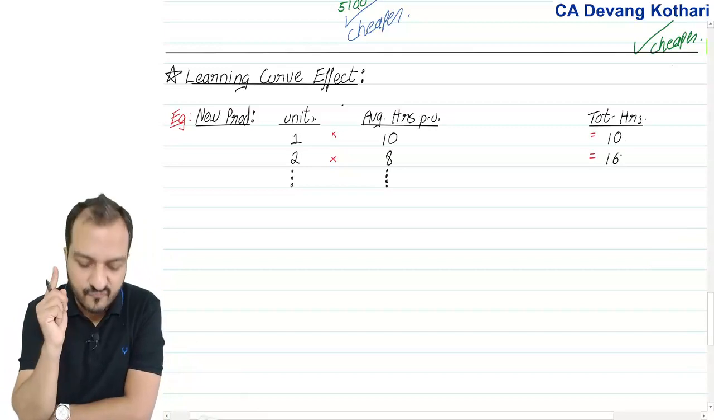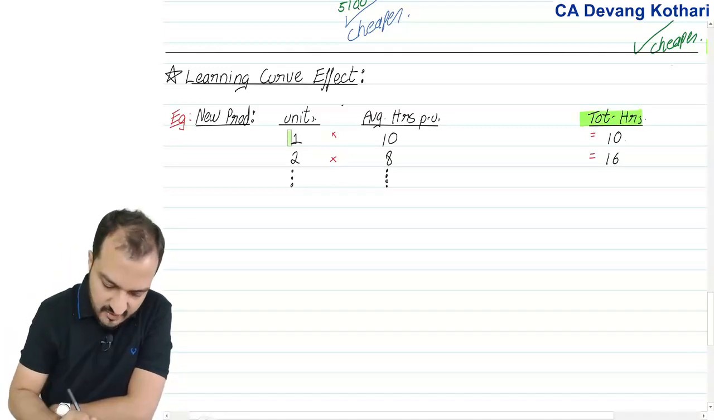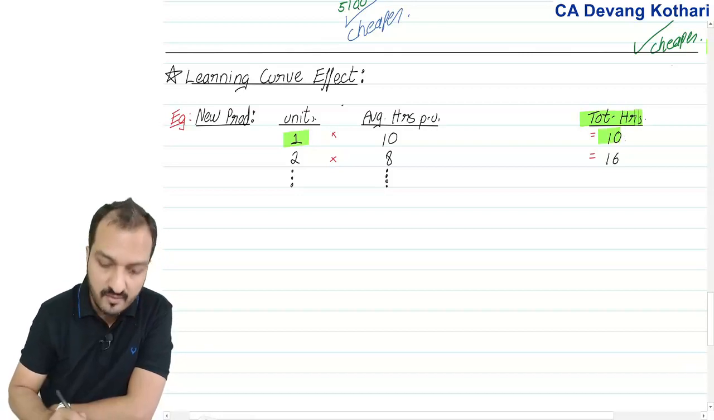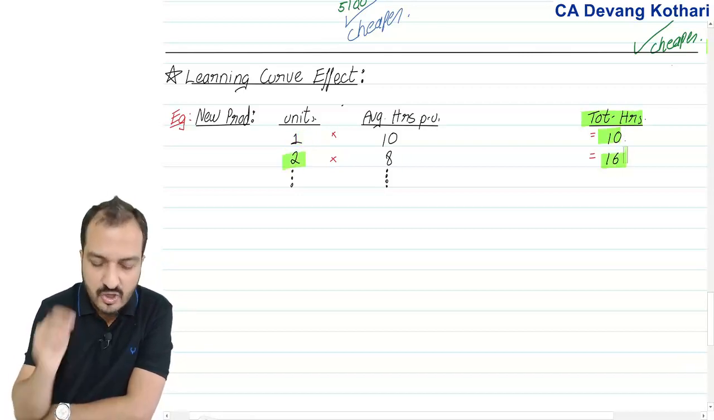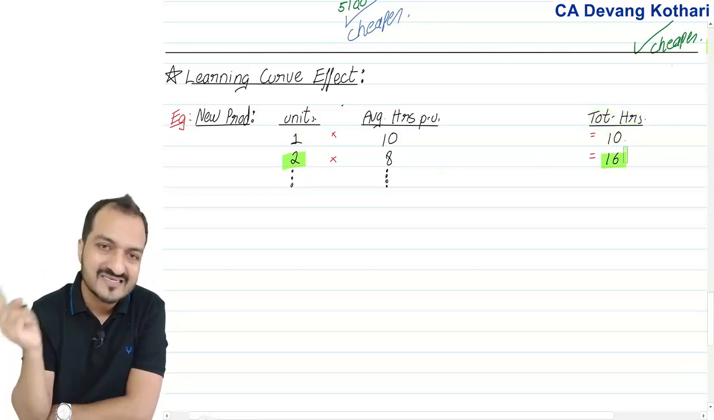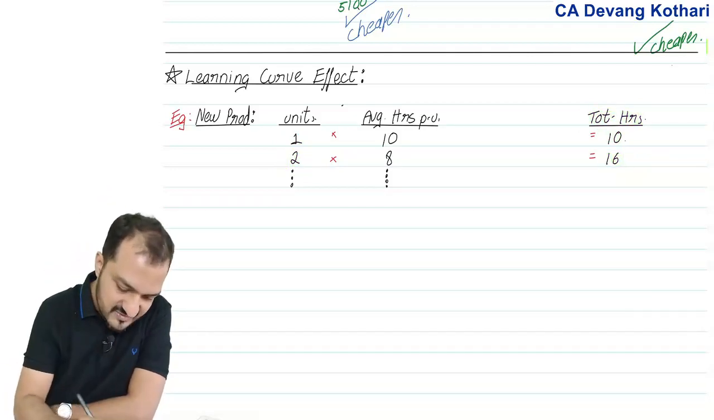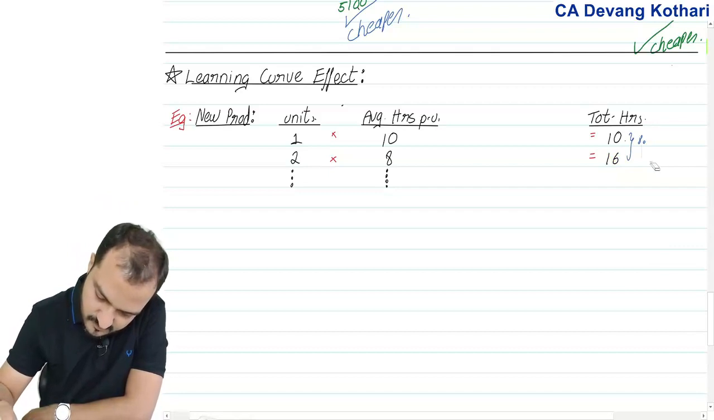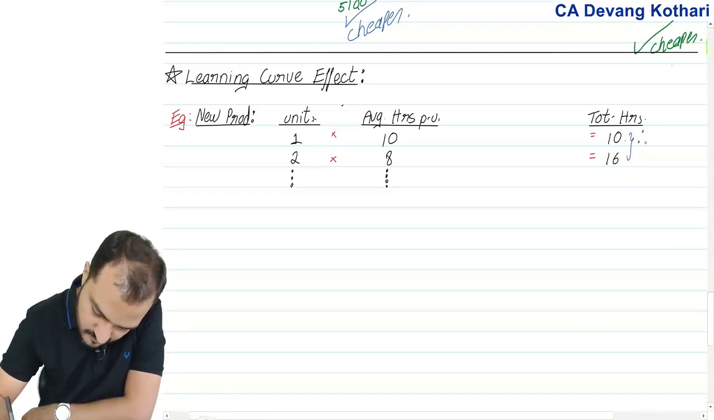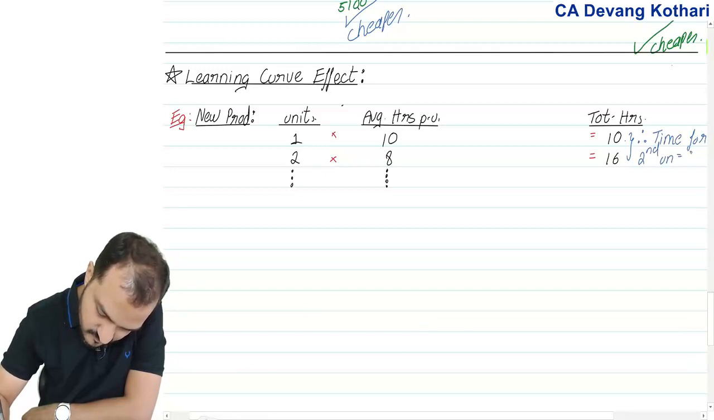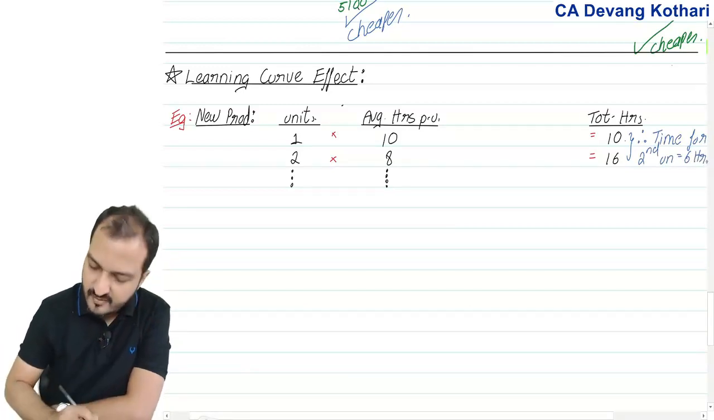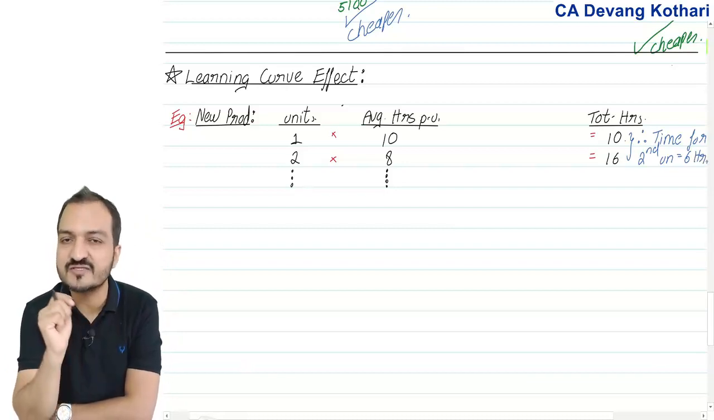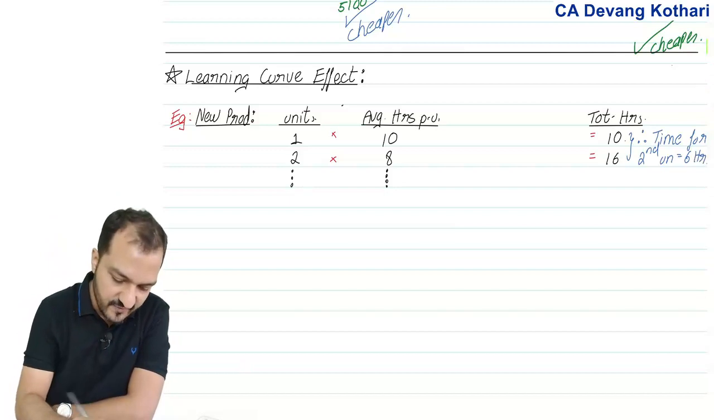Now you see that if the total time needed for one unit was 10 hours, the total time required for 2 units is 16 hours. So how much time was required to make only that second unit? Well, the time for the second unit is this difference. So the time required for the second unit is just 6 hours. This is called the effect of learning.